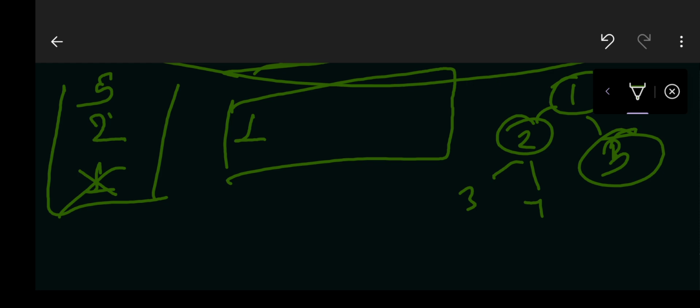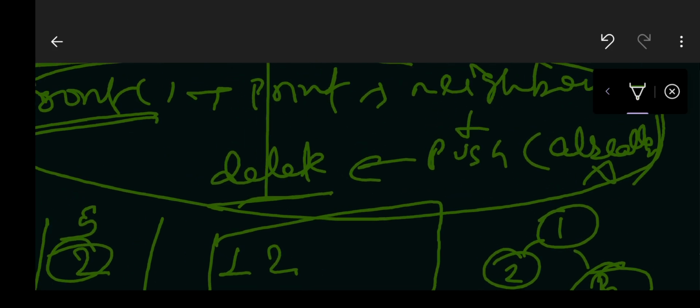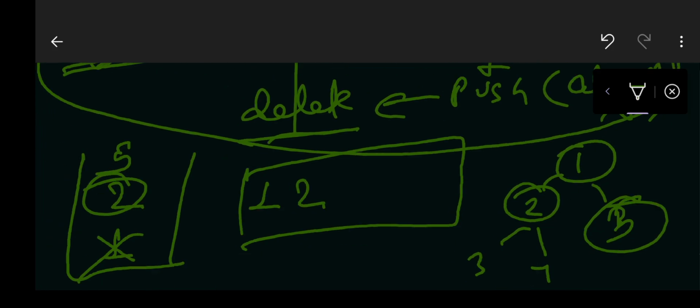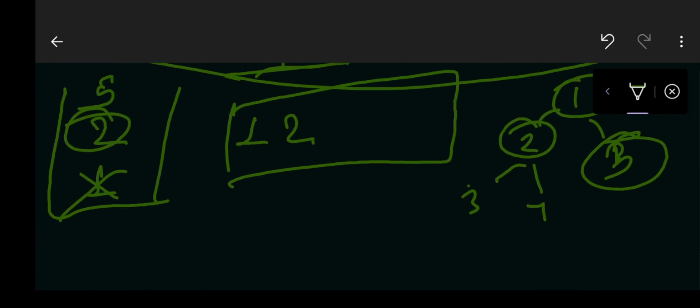Now tell me one thing, what is the frontmost element? 2 is the frontmost element. You go to 2 and you print 2. As you can see, you go to the frontmost element and then you print it. Now what do we have to do? We have to go to the neighbors of 2. Who are the neighbors of 2? It is 3, 4 and 1.